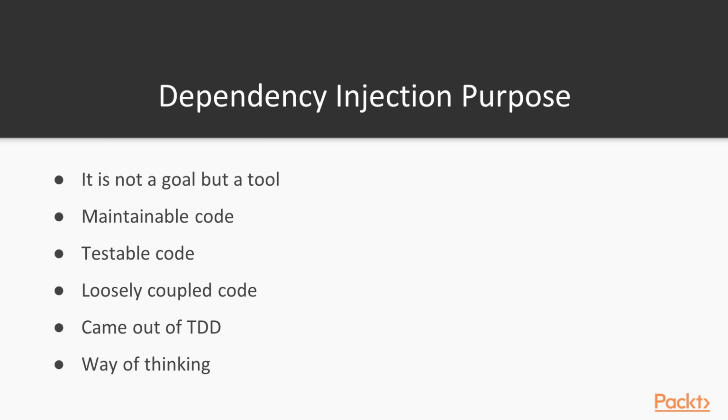The first thing we need to understand is that dependency injection is not a goal, but a tool that we use to achieve more maintainable and testable code. Using this technique, our code will be loosely coupled. Dependency injection actually came out of TDD practices, because using TDD, some of the necessary practices become evident. It is going to sound a bit like a cliche, but dependency injection is more the way we think about our software than anything else.